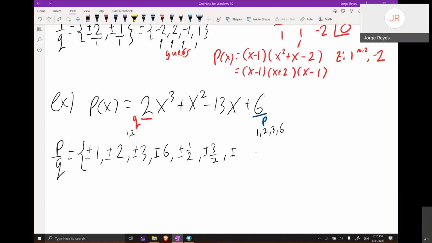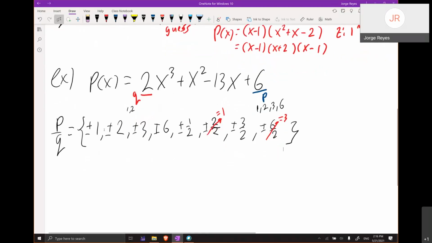Let me actually do the work with that, just so you guys can see it. So I would do 2 over 2, but that's equal to 1, so we don't need it. And then plus minus 3 over 2, and then plus minus 6 over 2, but that's 3, so we don't need that one. There we go. So we have 2, 4, 6, 8, 10, 12 options here. So that's a lot to guess, right?